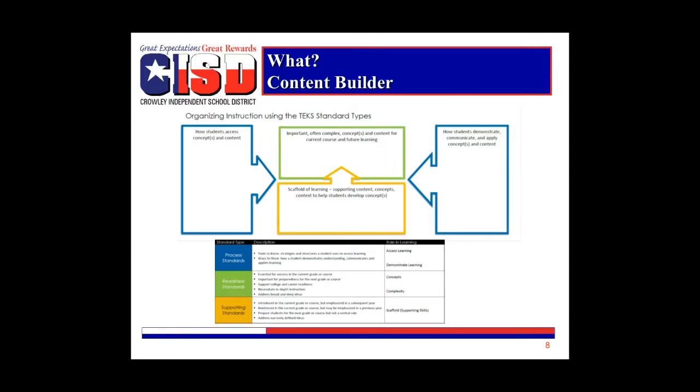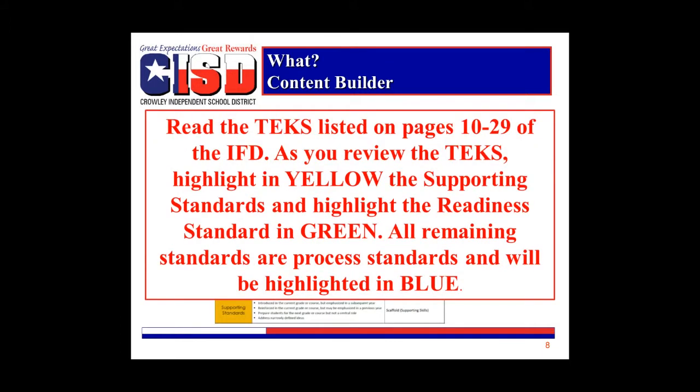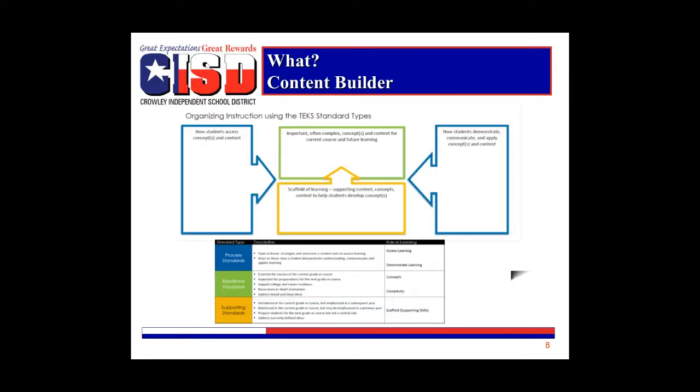For the purpose of today's PLC Curriculum Preview, we will be using the Unit 5 IFD titled Proportional Reasoning with Ratios and Rates. At this time, please read the TEAKs listed on pages 10 through 29 of the IFD. As you review the TEAKs, highlight in yellow the supporting standards and highlight the readiness standards in green. All remaining standards are process standards and will be highlighted in blue. If necessary, use the organizing instruction using the TEAK Standard Types document to review the description and each standard's role in learning. Remember that blue process standards will fall into one of two basic categories: how students access learning or how students demonstrate learning. Please take a moment to complete this task.